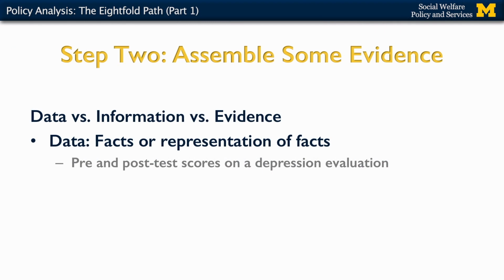Our next step is to assemble evidence, and in assembling evidence, we typically look at 3 different components. We look at data, information, and evidence. We'll take a look at each of these in more detail. So data is simply facts or representation of facts. Examples could include pre- and post-test scores on a depression evaluation.